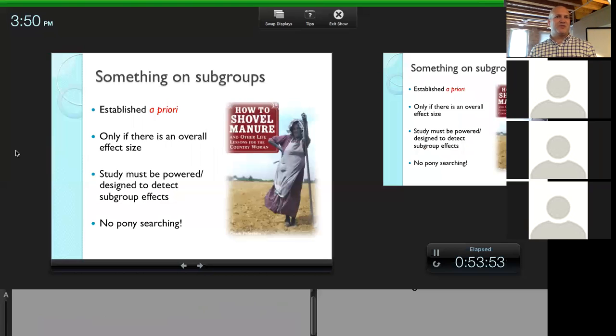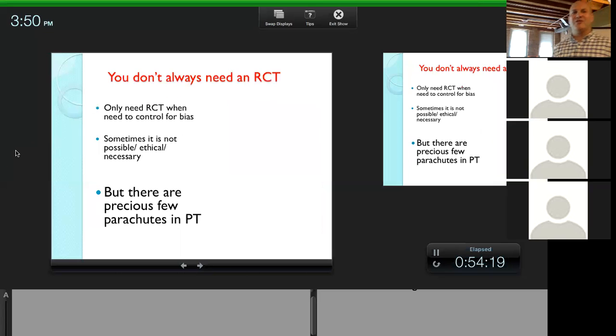So with subgroups, we need to make sure we've got a theory about that, that we established before we saw the data. We should only really look if there is some sort of effect size to look at. Otherwise, you're doing the equivalent of digging through a big pile of horse poo looking for the pony, right? You've got to power your study and design it to detect those effects, no pony searching.